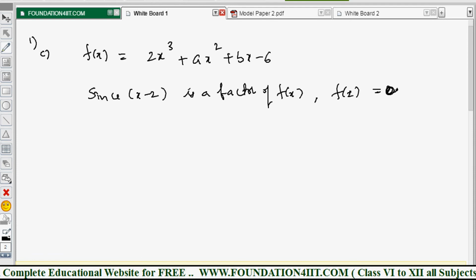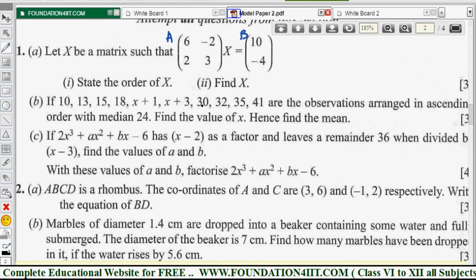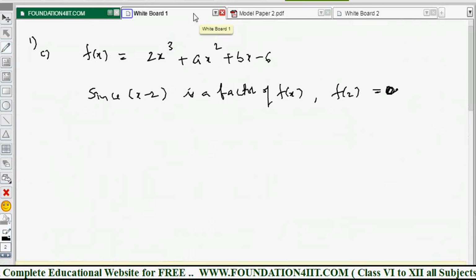And take this one more: x minus 2 is a factor and it leaves the remainder 36 when divided by x minus 3. First of all, we stop this sentence at the factor, and then it leaves remainder 36 when divided by x minus 3. First of all, f of 2 is 0.